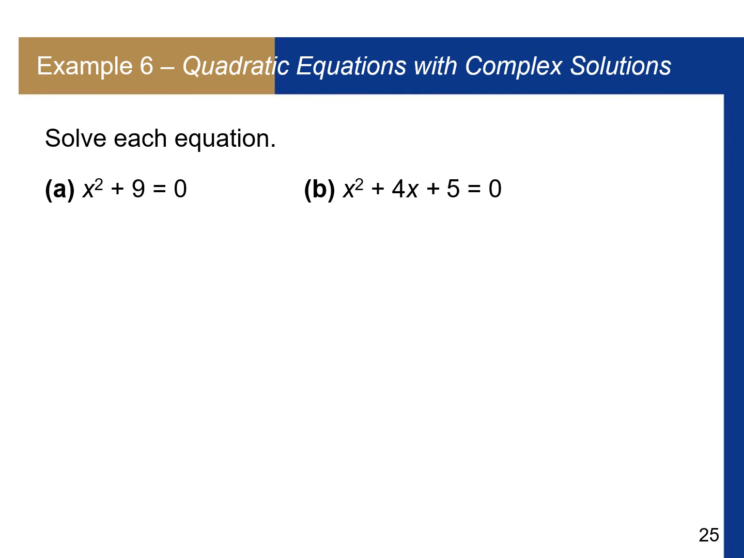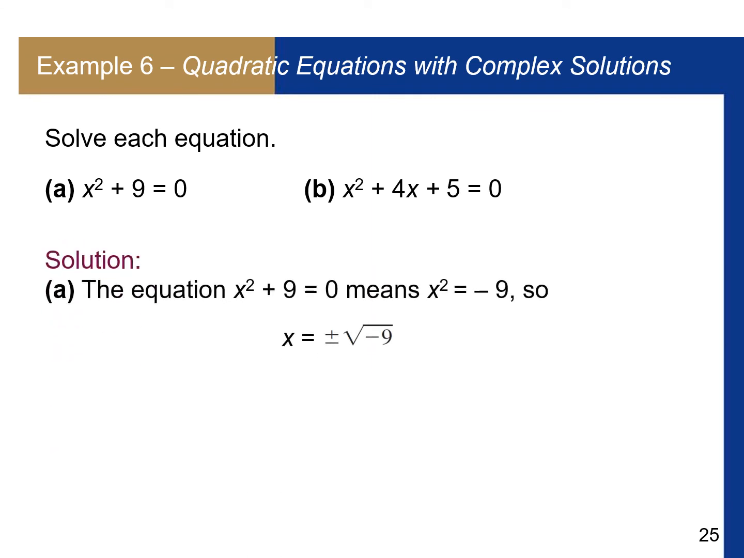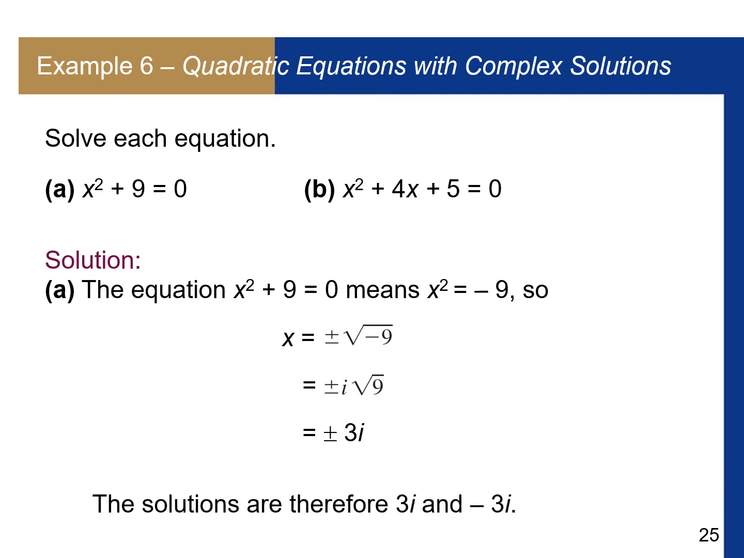So here are two examples. Then I'm going to subtract 9 and take the square root of both sides. When I take my i out, then I take the square root of 9, and I get plus or minus 3i. So my answers are positive 3i and negative 3i.